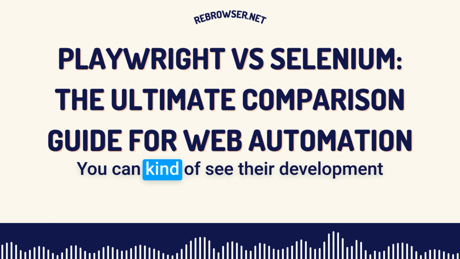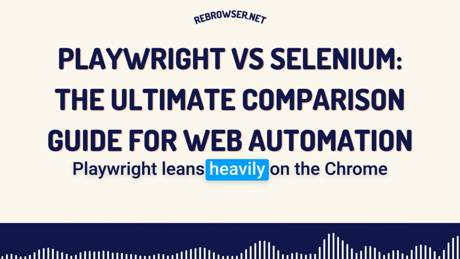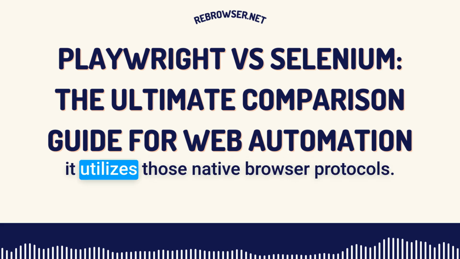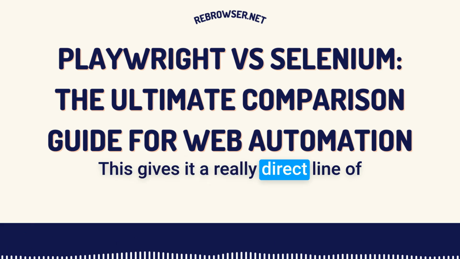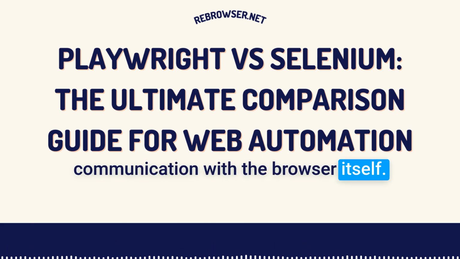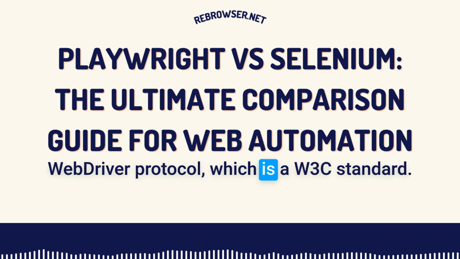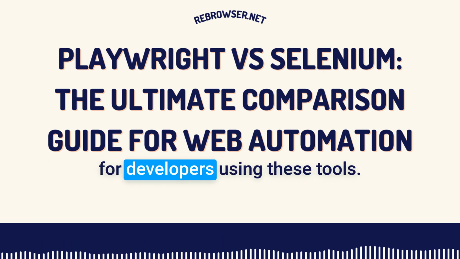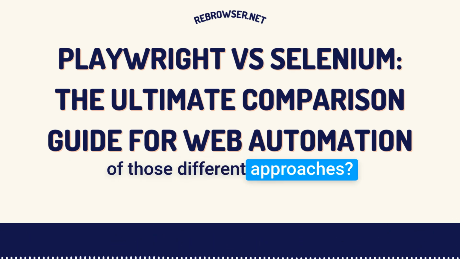That difference in age alone hints that there might be some pretty fundamental differences in how they approach things. Absolutely. You can kind of see their development philosophies reflected in their architectures. Playwright leans heavily on the Chrome DevTools protocol, or CDP for short, and it utilizes those native browser protocols. This gives it a really direct line of communication with the browser itself. Selenium, though, primarily uses the WebDriver protocol, which is a W3C standard. So what does that actually mean for developers using these tools? Like, what are the practical implications of those different approaches?